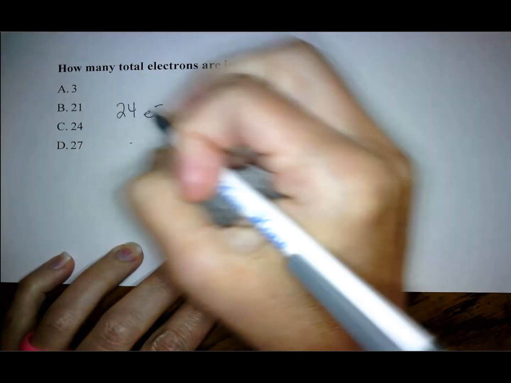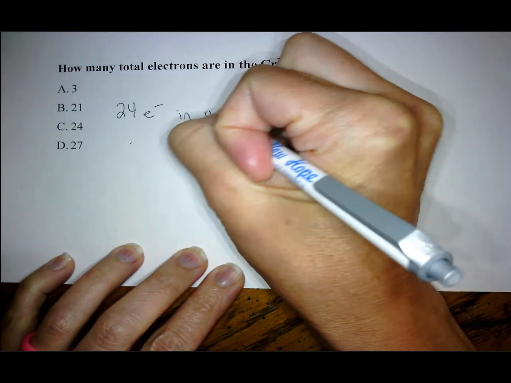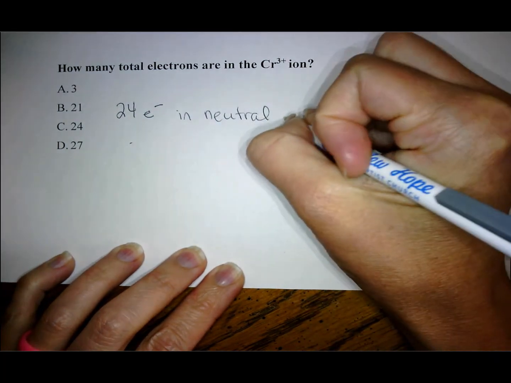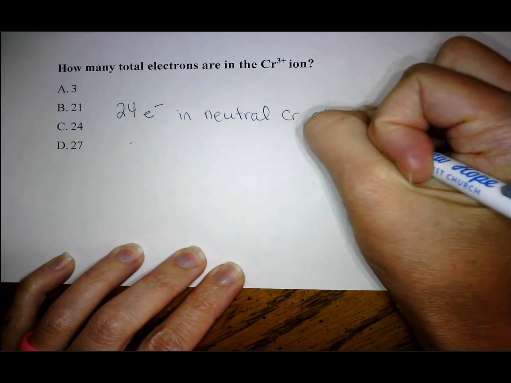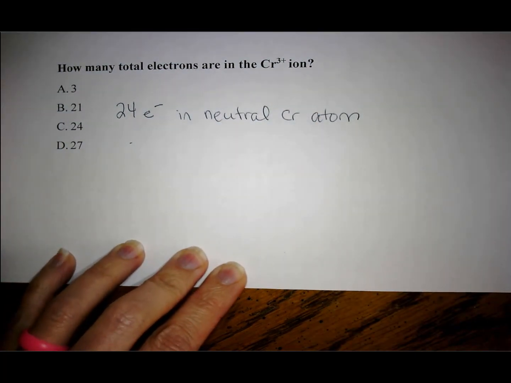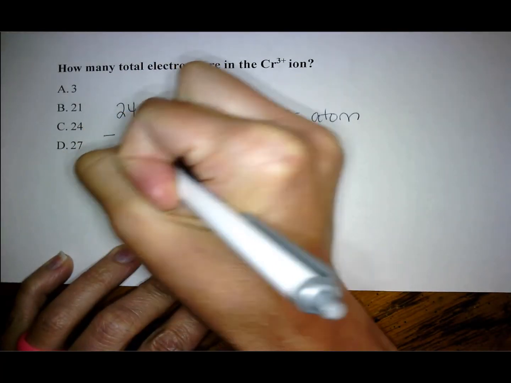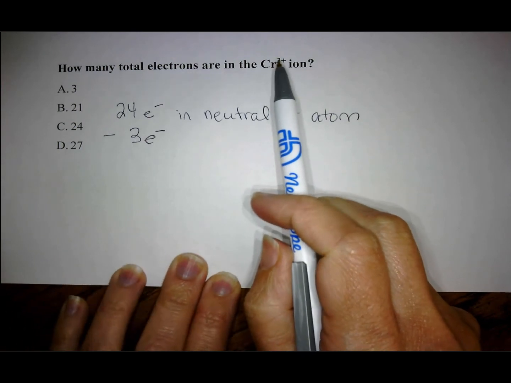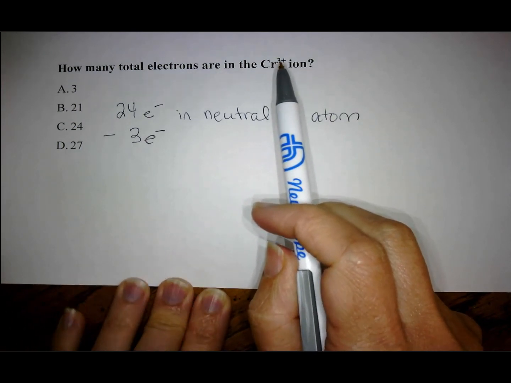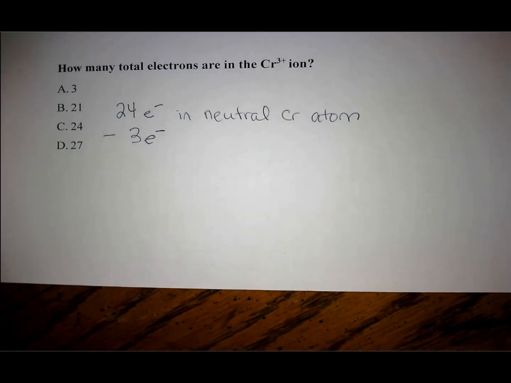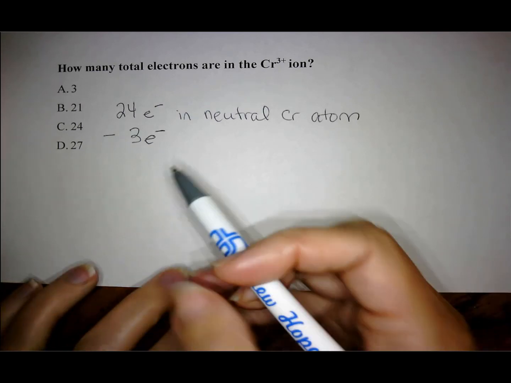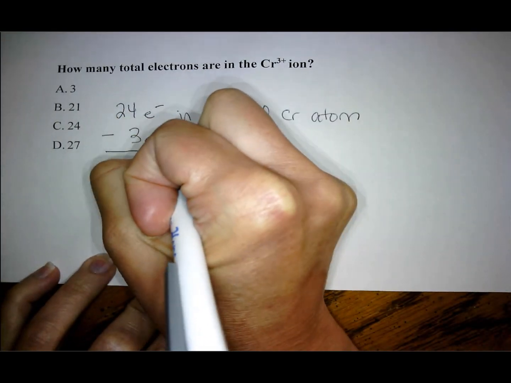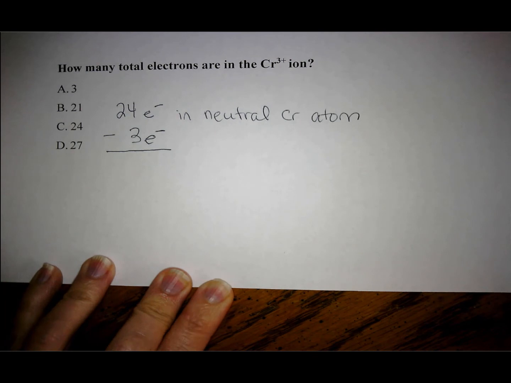So it has 24 in the neutral chromium atom. Then we're going to subtract 3 electrons because we have a +3 charge on the ion. In order for it to become positively charged, it needs to lose negatively charged electrons. So we're going to subtract 3, not add 3.